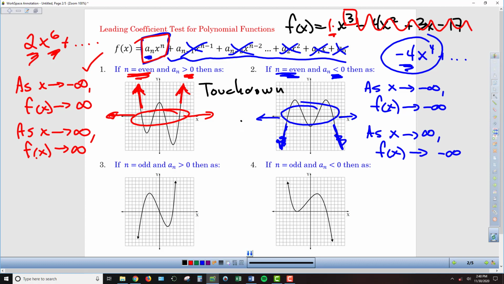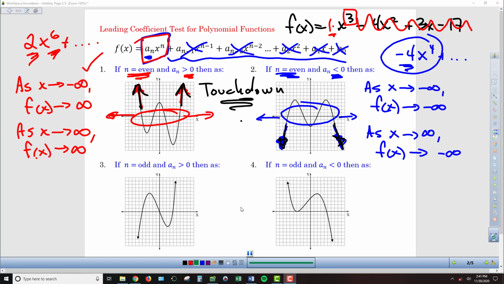So as long as the highest exponent is even, then it's going to be a touchdown. It makes sense here, both sides are going up, signal for a touchdown. On the other side here, we can call it an Australian rules football touchdown down under or something like that. The idea here is that as long as the highest exponent is even, both sides are going to end up going in the same direction. Up if that leading coefficient is positive, down if that leading coefficient is negative.